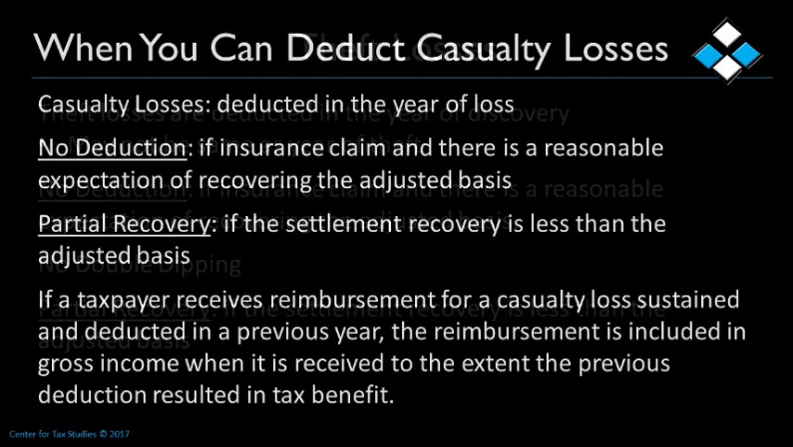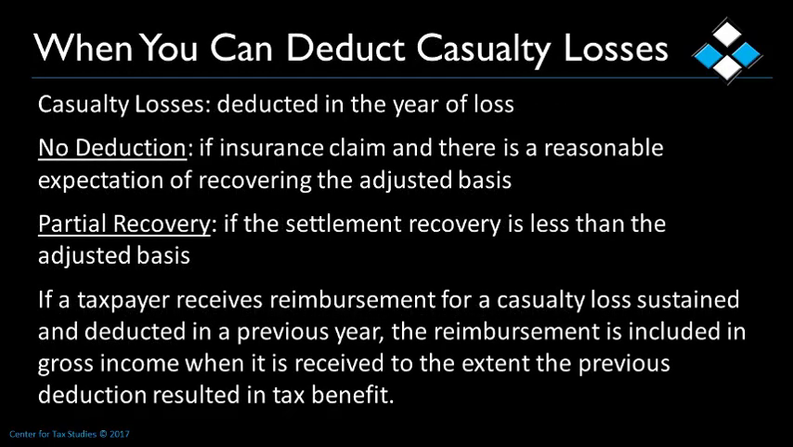Now let's talk about when you can deduct casualty losses. Casualty losses are deducted in the year of loss. You do not receive a deduction if you file an insurance claim and there is a reasonable expectation of recovering the adjusted basis of the asset from the insurance company. Your adjusted basis is what you paid for it minus any depreciation and including any additions or improvements that you've made to that property. You can receive a partial deduction if the insurance settlement recovery is less than your adjusted basis.